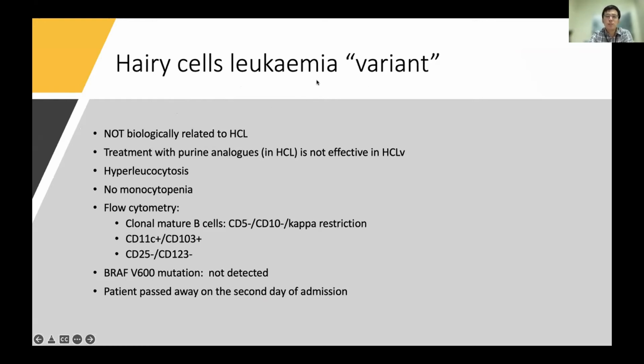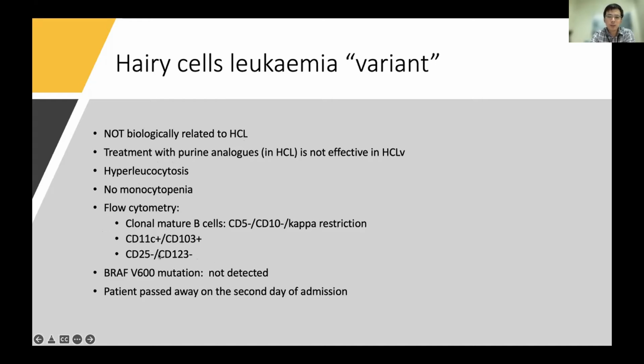It's a bit different from APML microgranular variant, where the treatment, biology, and the translocation 15;17 are almost similar. But hairy cell leukemia variant is not related to hairy cell leukemia, and the treatment is also different. The things that suggest we think of this variant are the hyperleukocytosis and the absence of monocytopenia in this case. The flow cytometry shows clonal B cells, and these 4 markers are what we use for hairy cell leukemia.